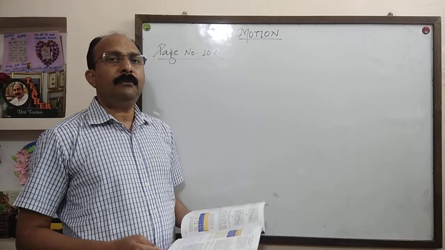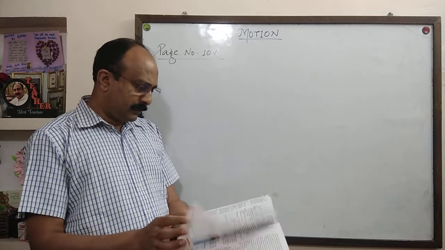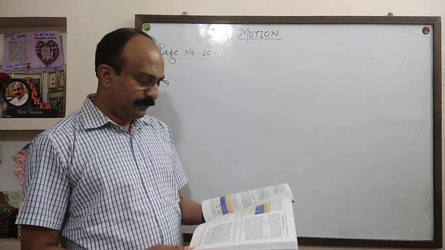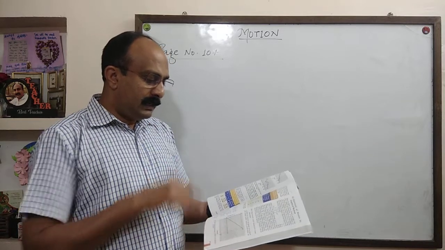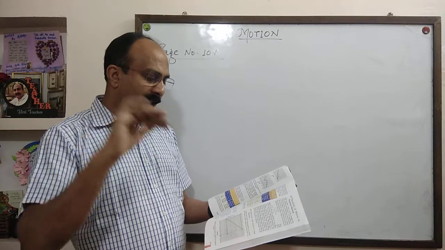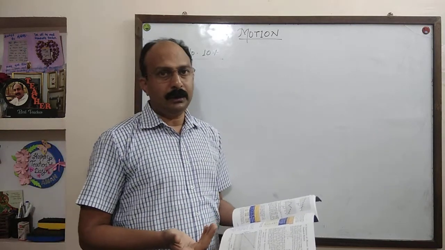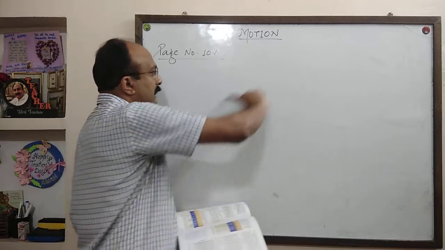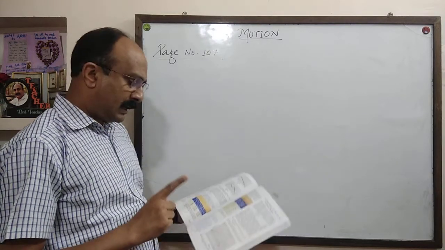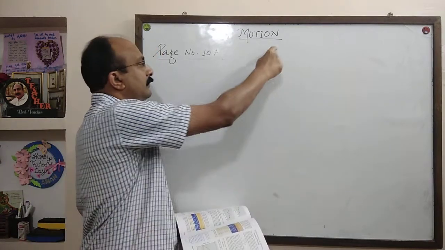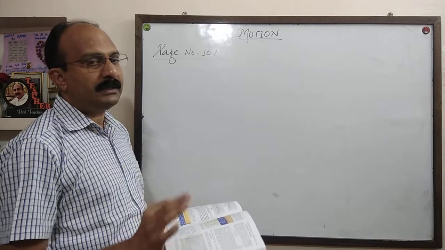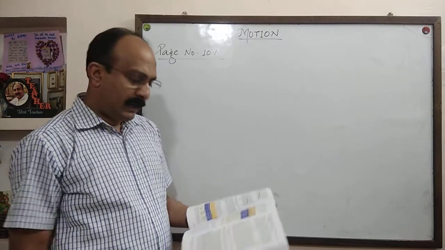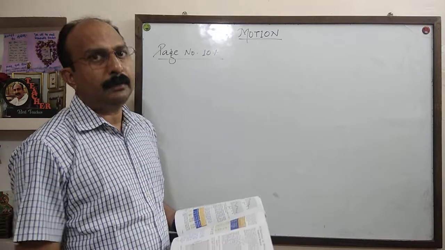Next is page number 107. I hope there are no questions before that. Yes. Page number 107. Question number 1. What is the nature of the distance time graph for uniform and non-uniform motion of an object? Already taught. The shape of the distance time graph for uniform motion is a straight line moving upwards, and for non-uniform motion, it is a curve moving upwards.